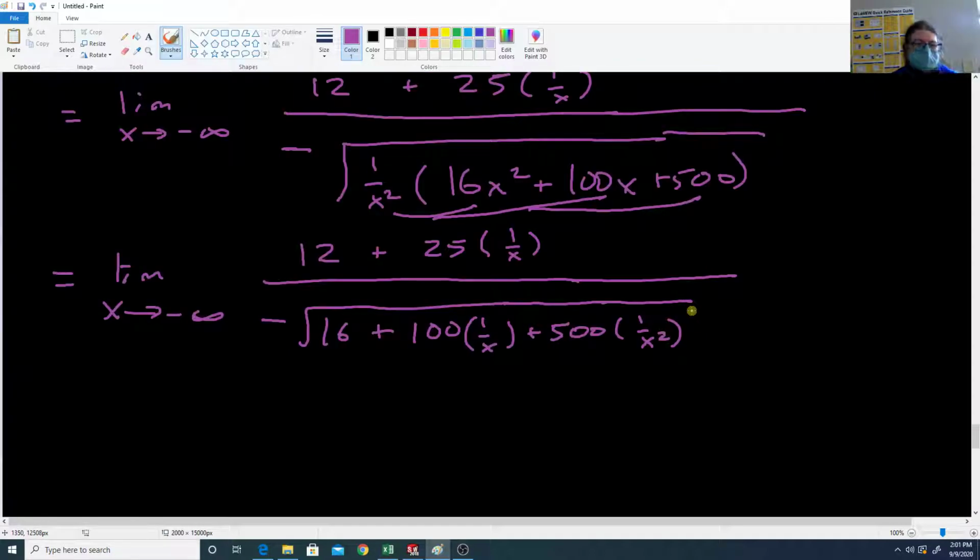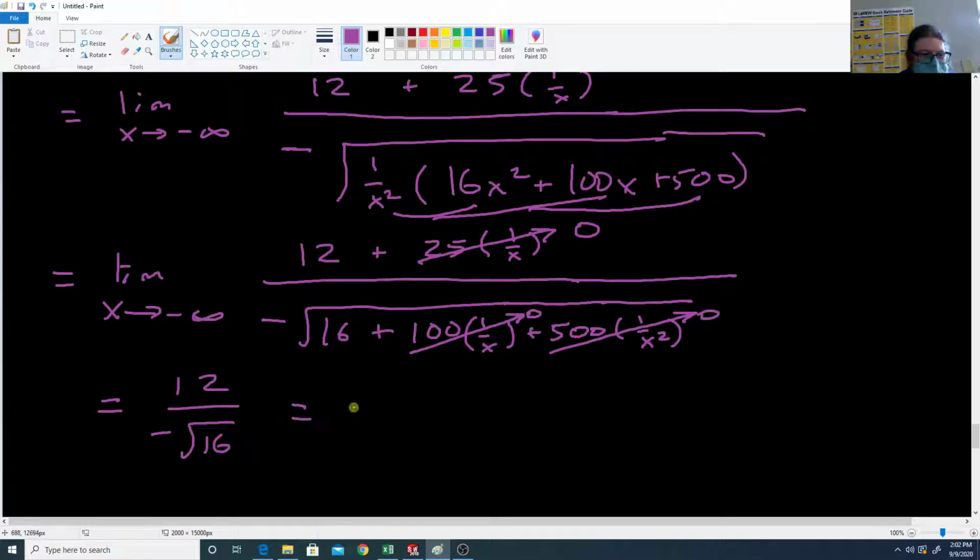Now we can look at the limit of these as x goes to negative infinity. All the terms with the 1 over x in them go to 0. And we get 12 over negative square root of 16, which is 12 over negative 4, which is negative 3. So the limit as we go to negative infinity is negative 3.